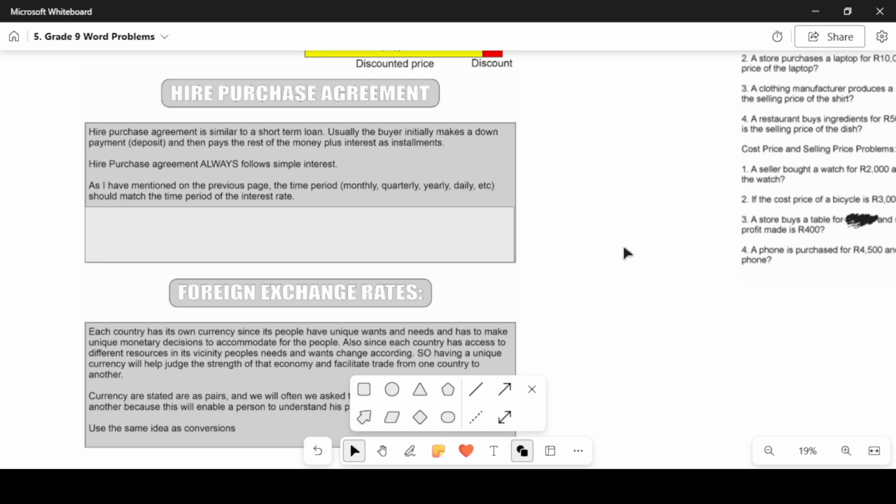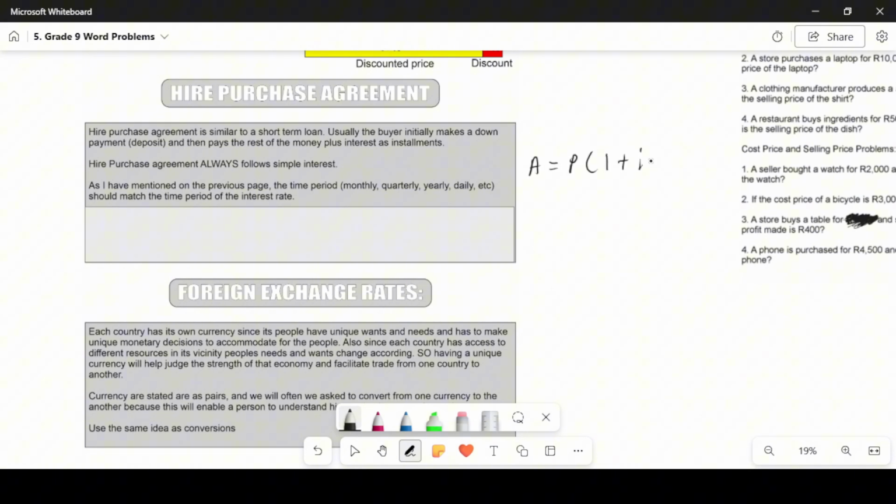As I have mentioned on the previous page, the time period, monthly, quarterly, yearly, daily, should match the period of the interest rate. I've already talked about that extensively. Right, so let's say we have A is equal to P into 1 plus I N. Then P here is the amount that you invest, I is the interest, and N is the time period. If this is a per annum, meaning per year amount, then what it basically states is that every year, this is the amount of interest you will collect. Whether it's 2%, 3%, whatever, that's the amount of interest you collect.